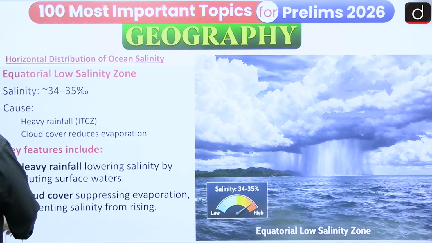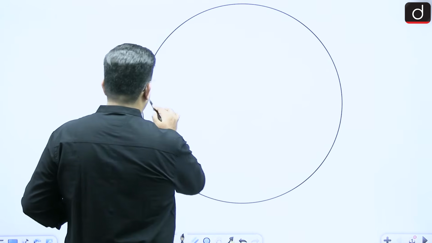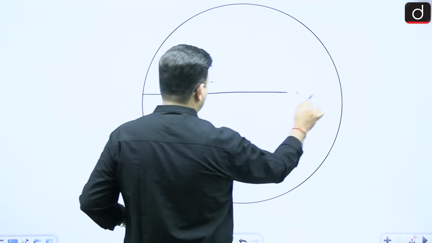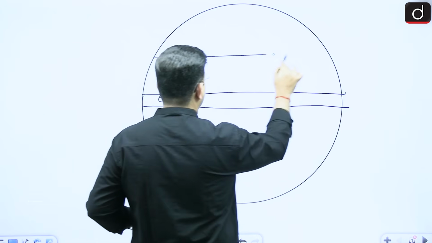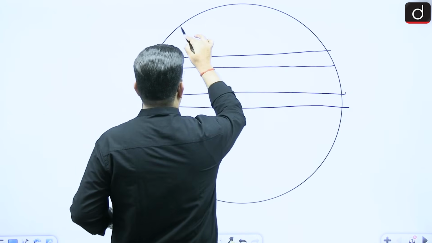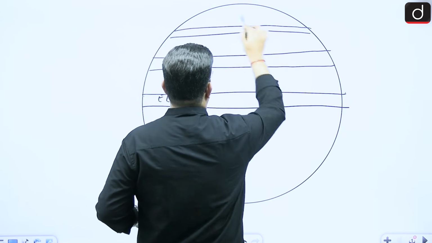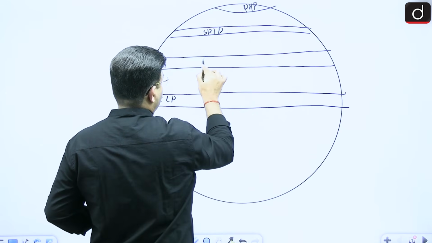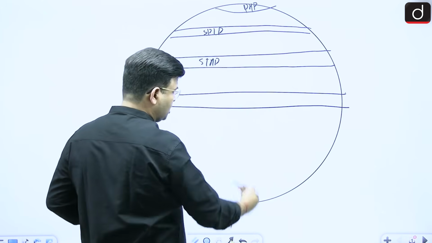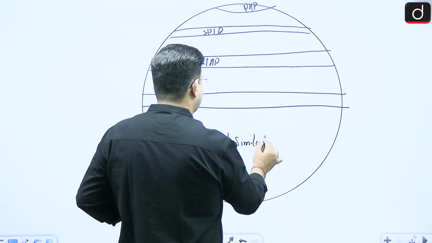So if I am talking about the horizontal distribution of salinity of the ocean, here there is an equatorial low pressure zone. Here is a subtropical high pressure zone, and there is also a subpolar low pressure zone. And there is a polar high pressure zone also. Polar high pressure, subpolar low pressure, subtropical high pressure, and equatorial low pressure. Similarly in the southern hemisphere also.